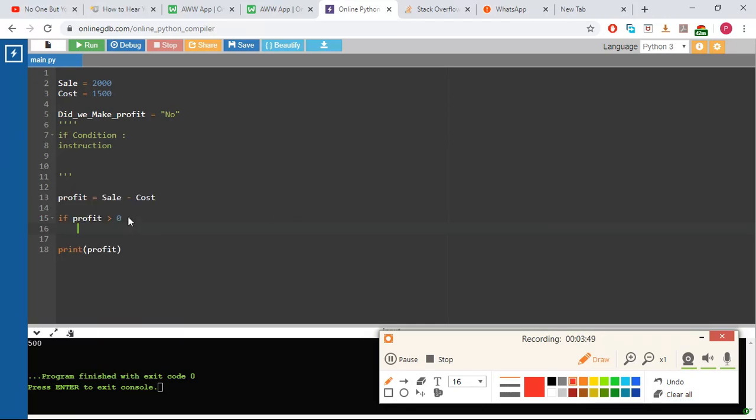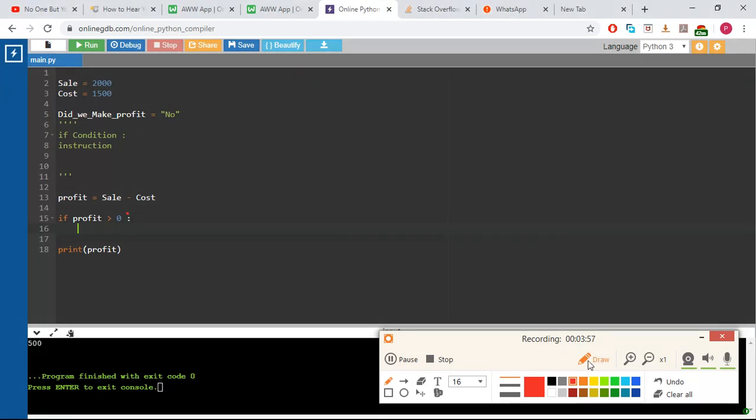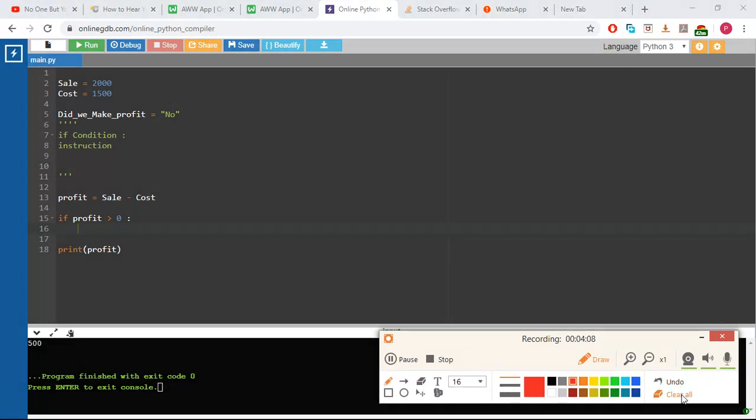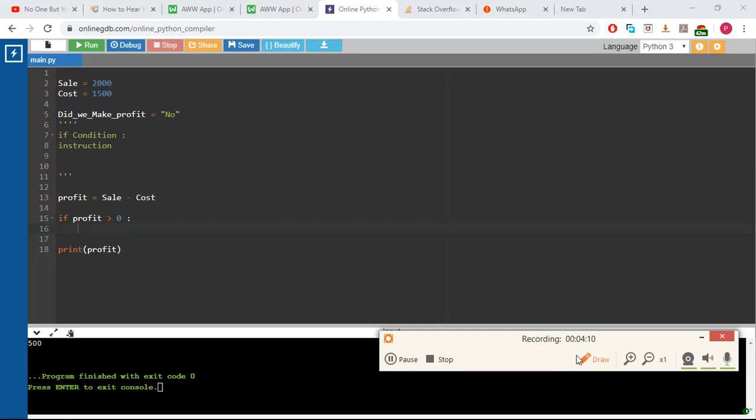If profit, as I mentioned here, if condition and then instruction. So if profit is greater than 0. Oh, I'm still drawing. Okay, so now I have this red mark. Sorry, just give me a second. It's my first time using this tool. Draw, clear all, and then draw.